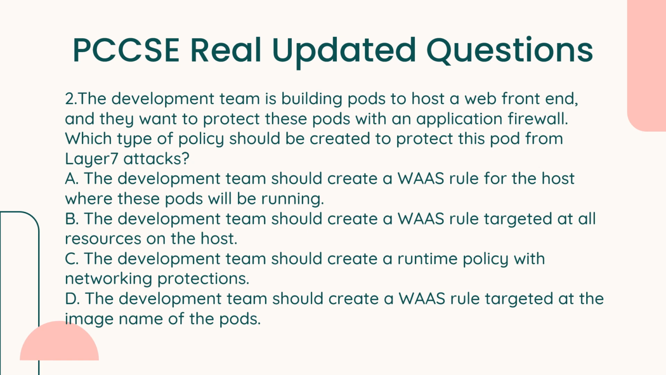2. The development team is building pods to host a web front end, and they want to protect these pods with an application firewall. Which type of policy should be created to protect this pod from Layer 7 attacks? A. The development team should create a WAAS rule for the host where these pods will be running. B. The development team should create a WAAS rule targeted at all resources on the host. C. The development team should create a runtime policy with networking protections. D. The development team should create a WAAS rule targeted at the image name of the pods.